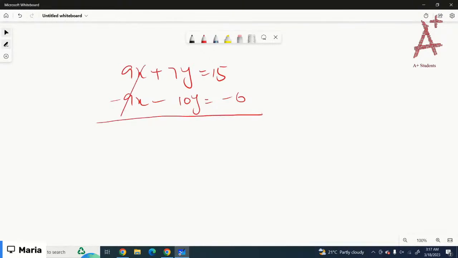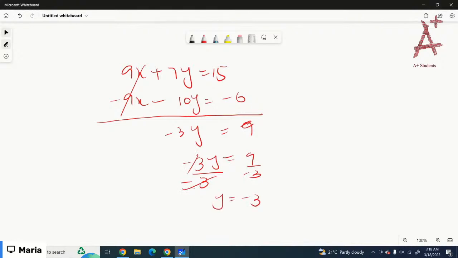So 9 minus 9 is 0. Negative 10 plus 7 is negative 3y. And 15 minus 6 is 9. Got it? So divide both sides of the equation by negative 3. Negative 3y equals 9. The 3 and 3 cancel out, so it would be y equals negative 3.